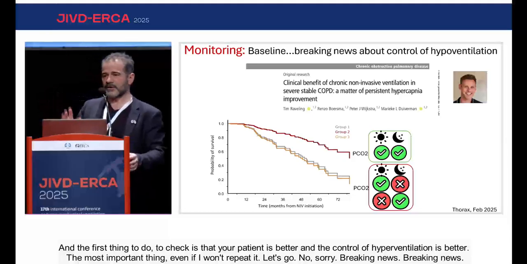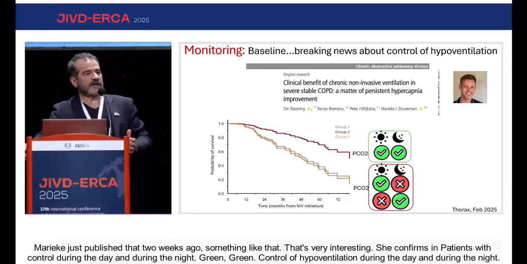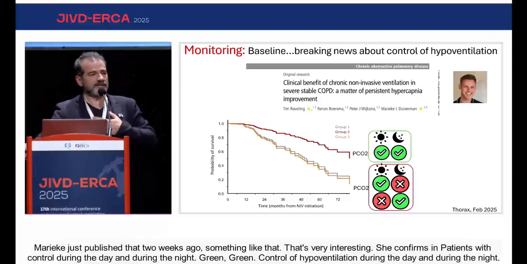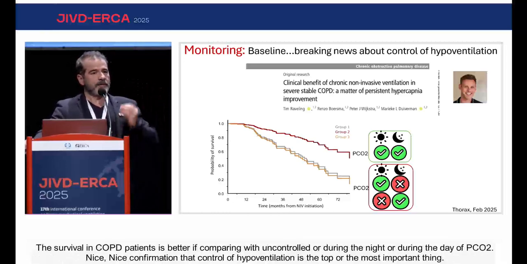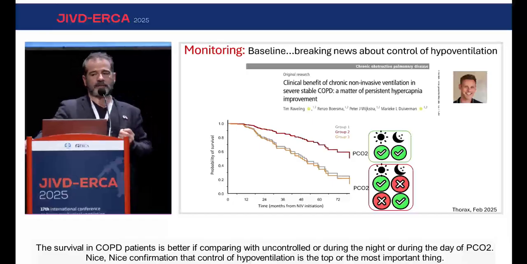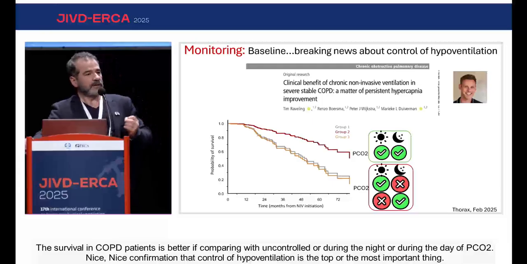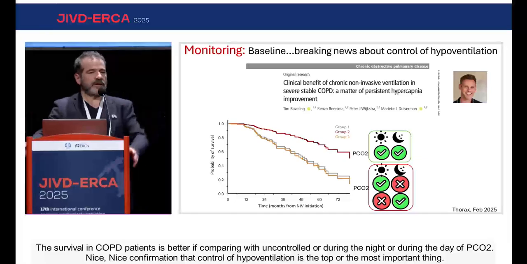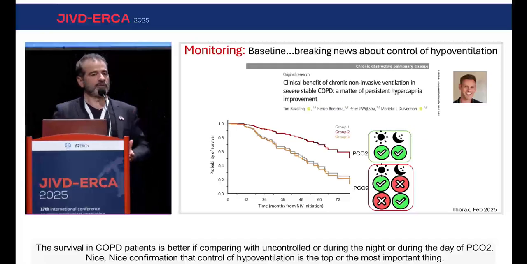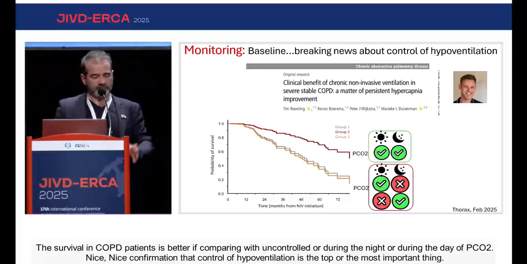breaking news. Breaking news. Marieke just published that 2 weeks ago, or something like that. That's very interesting. She confirms that in patients with control of hypoventilation during the day and during the night, green, the survival in COPD patients is better compared with uncontrolled PCO2, either during the night or during the day. Nice confirmation that control of hypoventilation is the top or the most important thing.